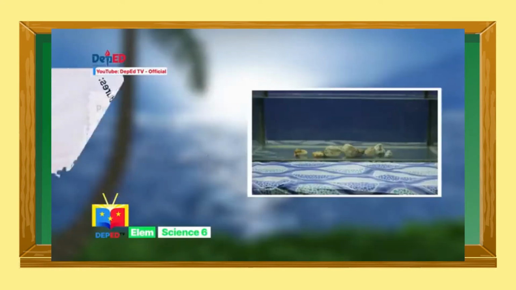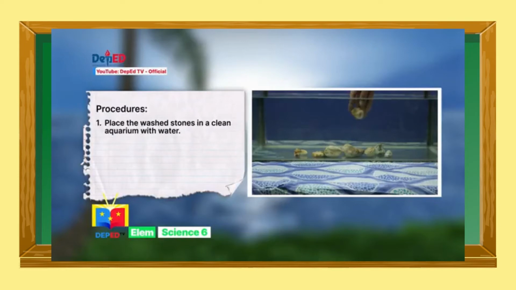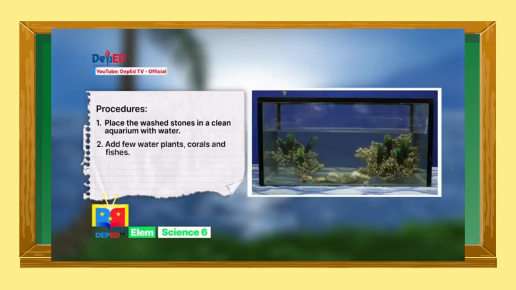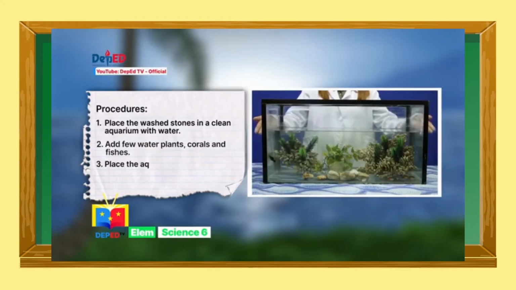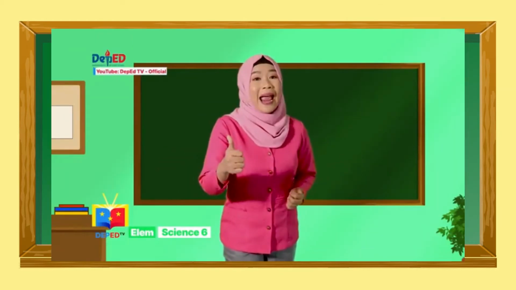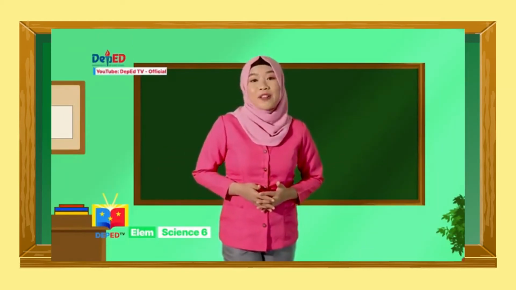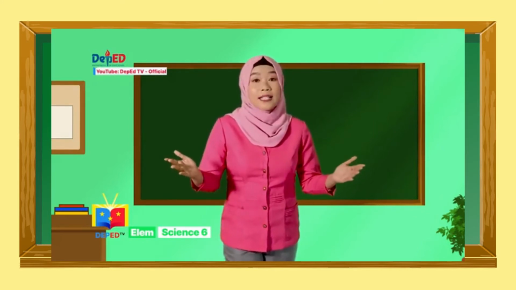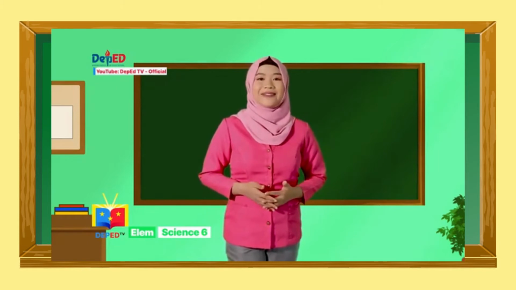Procedures. First, place the washed stones in a clean aquarium with water. Second, add few water plants, corals, and fishes. Third, place the aquarium in a lighted area but not under the direct sunlight. Wow! Science-minded learners, now you have a sample of a coral reef ecosystem. Now, let's observe how they interact.